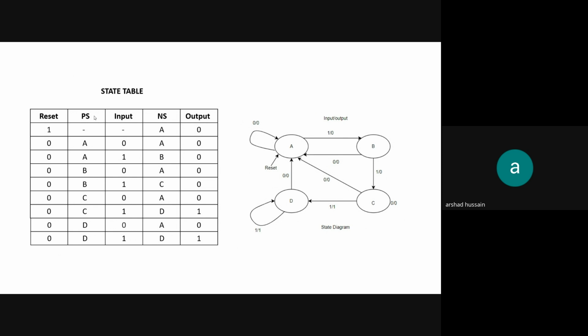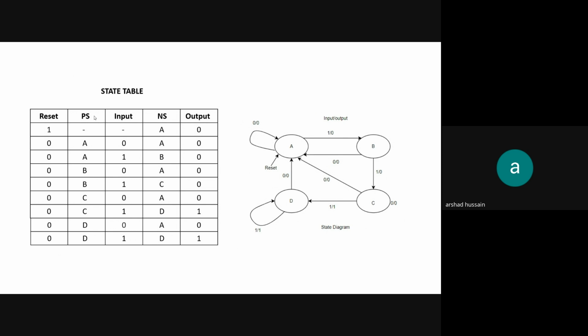And suppose we are in another state and we are not getting the input as a 1, it will go back. If we are in state B and we get 0, we'll move back to state A. Similarly, if we are in state C and we get the next input value as 0, we'll move to state A.